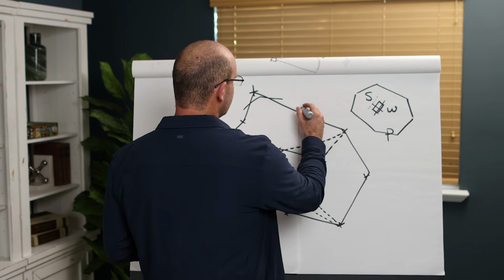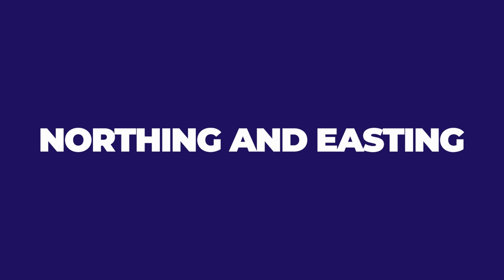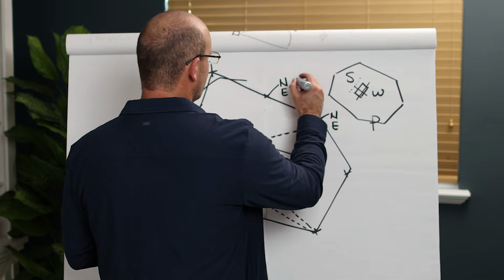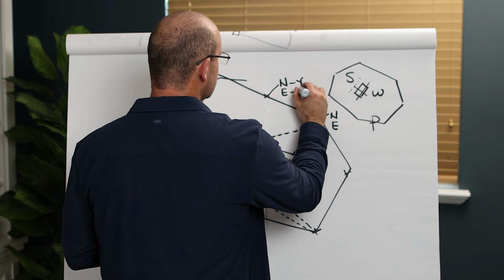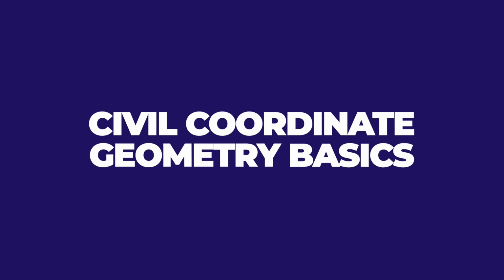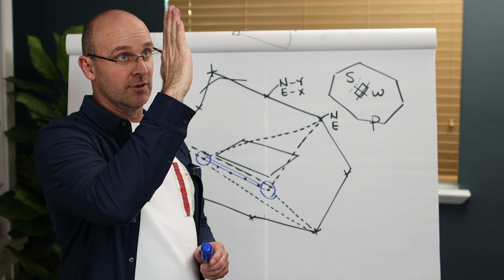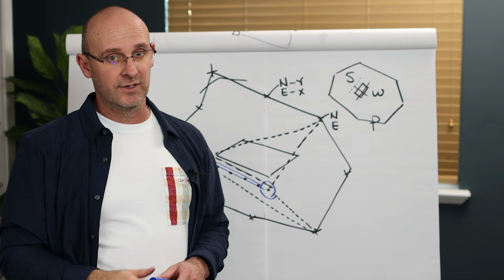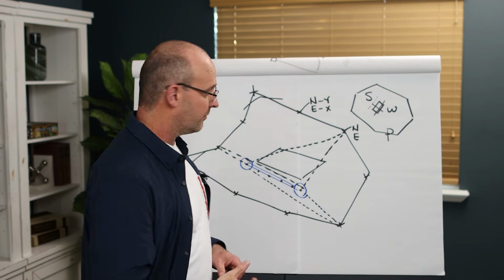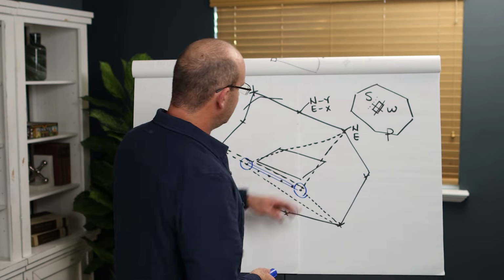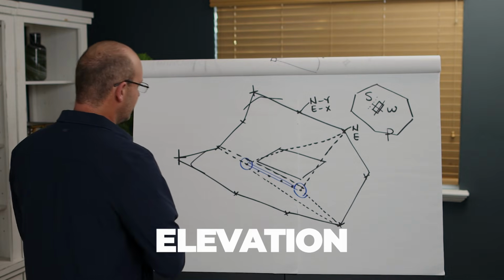Now all you have is basically your northing and easting for each of these. I won't draw this in every point. Your northing is your Y and your easting is your X. And I'm using civil coordinate geometry basics. You might run from the X axis, but in survey and in civil, you go from the Y axis 360 degrees around the circle in 4 different quadrants. So you have a northing and easting, but you don't have an elevation.